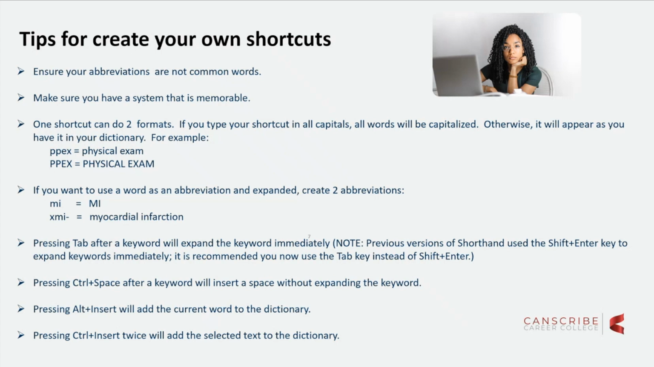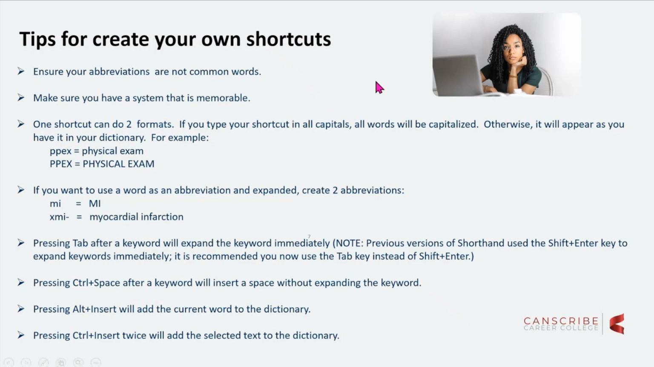Pressing tab or the space bar after the keyword immediately expands it. Pressing the control plus space after a word will insert a space without expanding the keyword. And pressing alt plus insert will add the current word to the dictionary. We're going to take a look at that. And pressing control plus insert twice will add the selected text. So I'd like to show you that because it is more understandable if you can see what's going on.